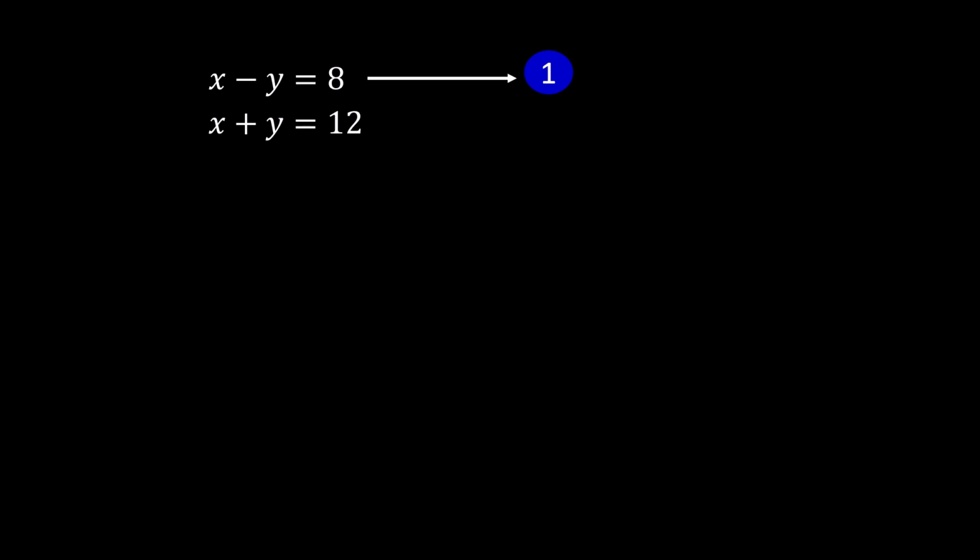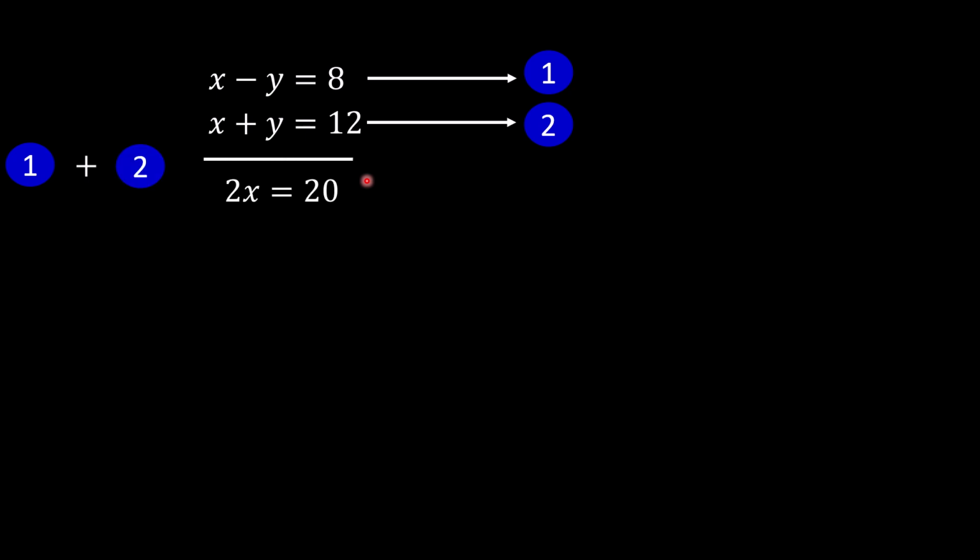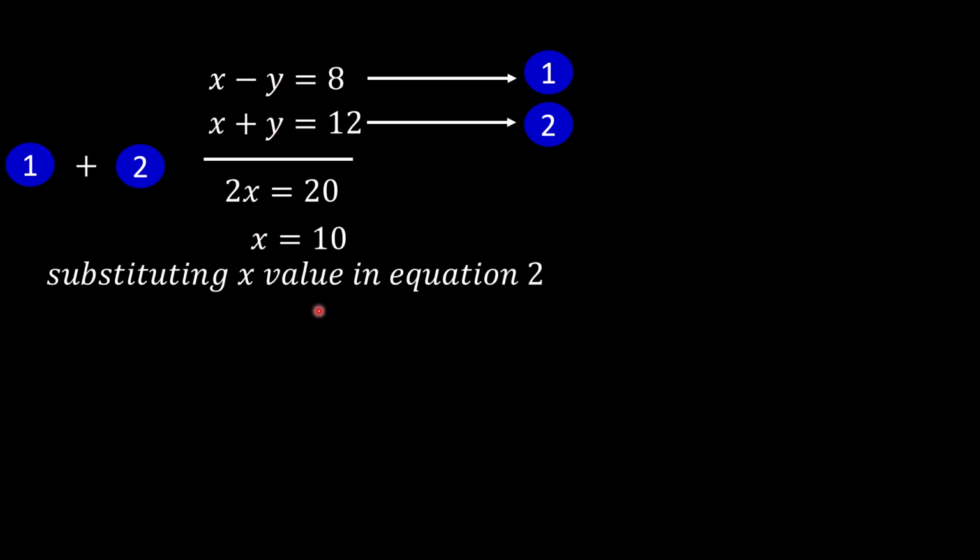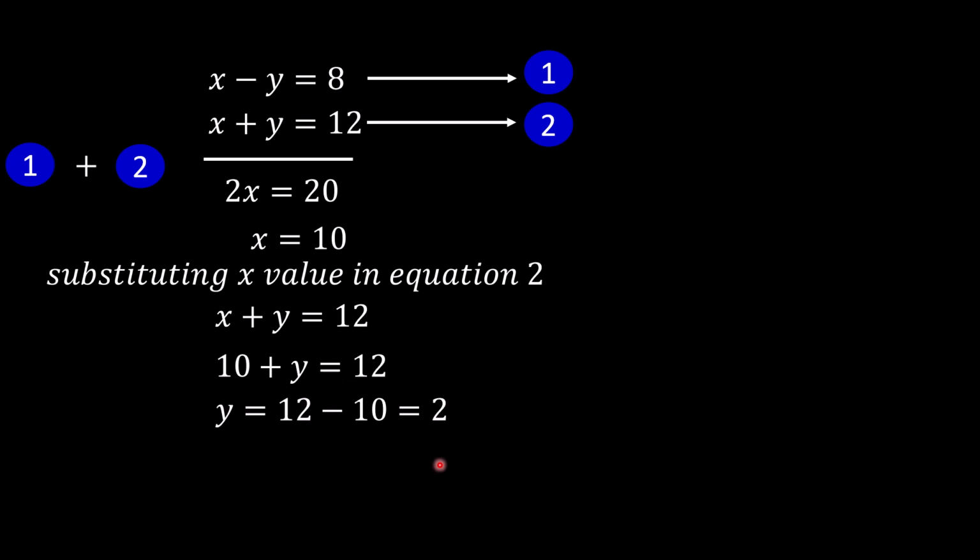Now we have two equations. Let's consider this as equation 1 and this as equation 2. Solving these equations by the elimination method, we get x and y. Adding these two equations, the two y's cancel. So 2x is equal to 20, x is equal to 10. Substituting this x value in equation 2, or you can substitute in equation 1 also, we get y is equal to 2.